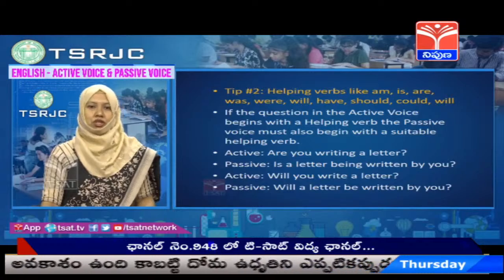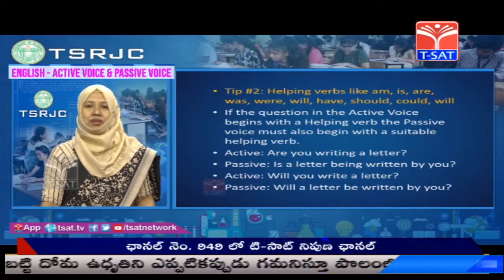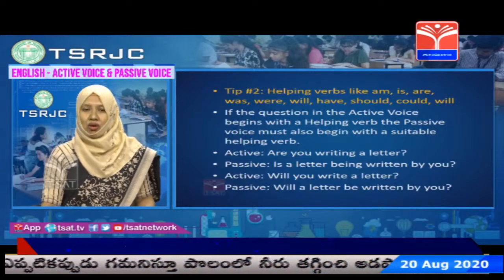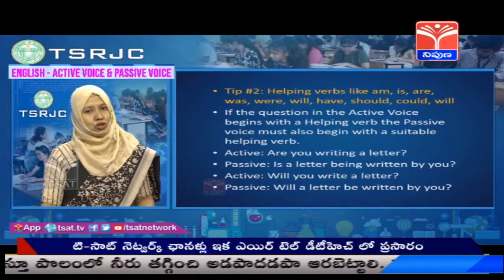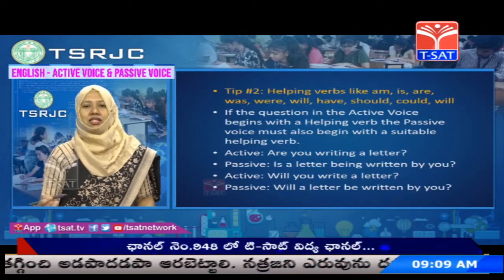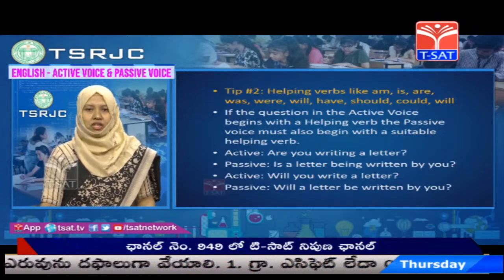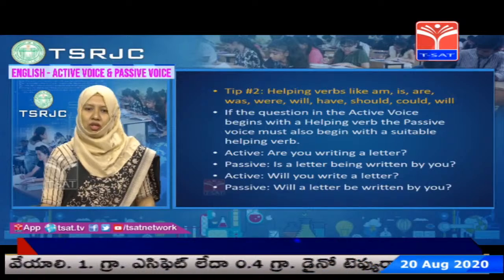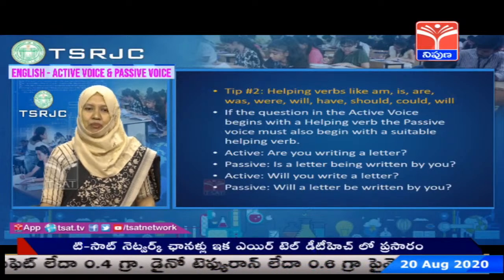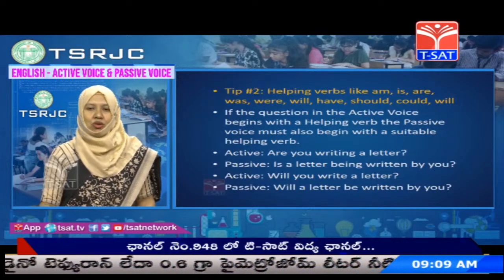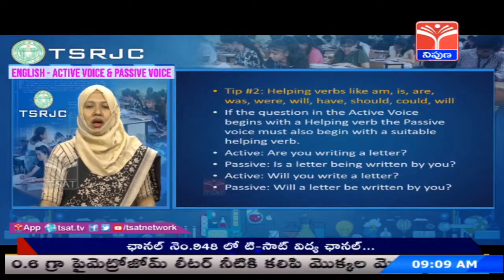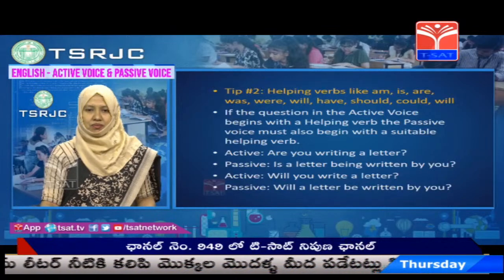Now, coming to tip number 2. Helping verbs like am, is, are, was, were, will, have, should, could, all this change their form. If the question in the active voice begins with a helping verb, the passive voice must also begin with a suitable helping verb. Now, let us look at an example.